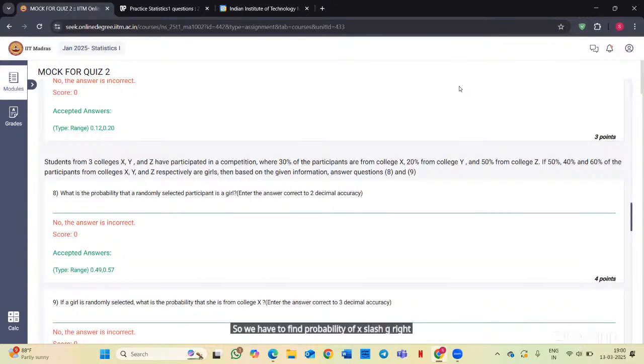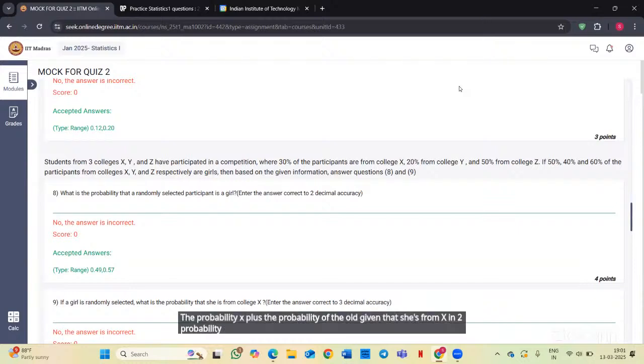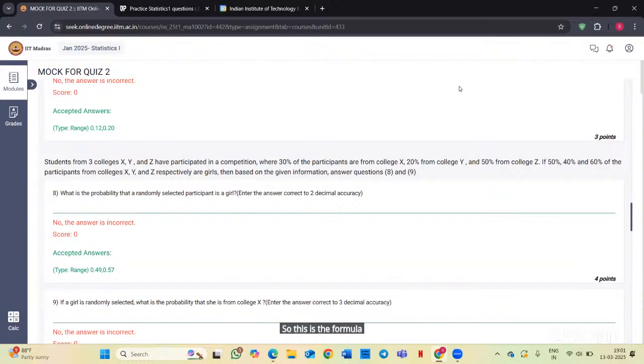The probability of X given G is equal to probability of girl given that she's from X into probability of X, divided by total number of girls, which means probability of G. Correct. So this is the formula. Just put the values in it and let me know the answer.